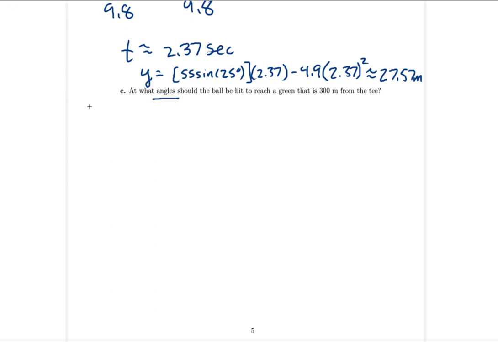So we take 300 equal to 55 times the cosine. Okay, but here's the deal.